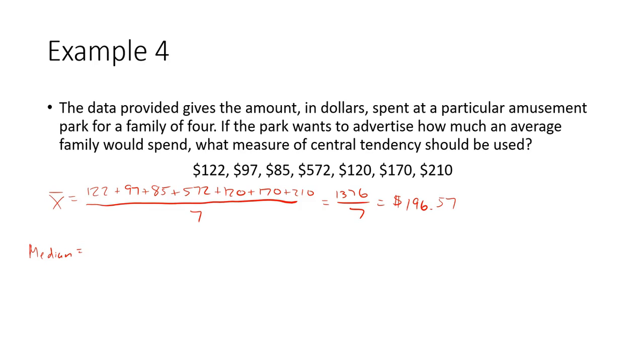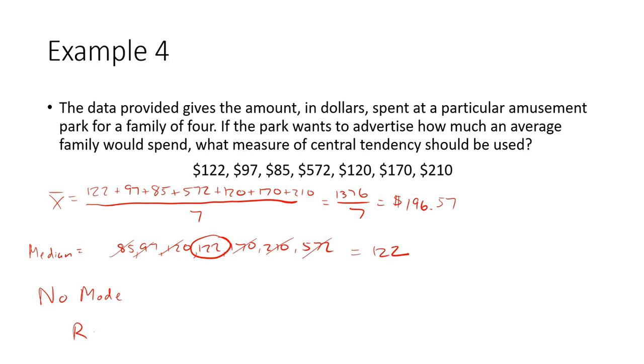If we list them all out, 85, 97, 120, 122, 170, 210, and 572. To find the median, we just cross out the numbers at the beginning and the end until we get to the middle, and our median is 122. There is no mode because none of the values repeat, and in this case the range is 572 minus 85, or $487.